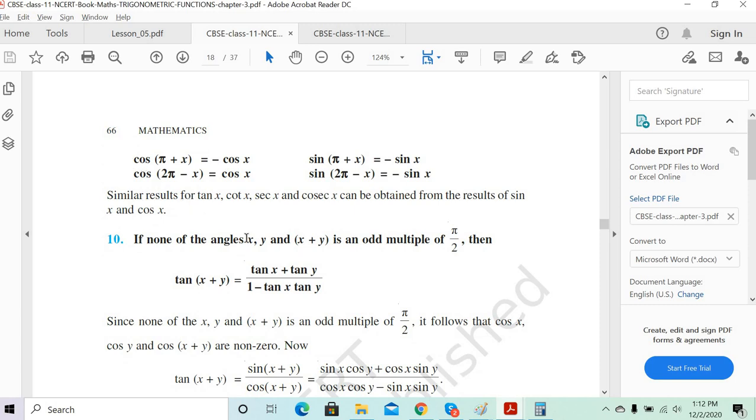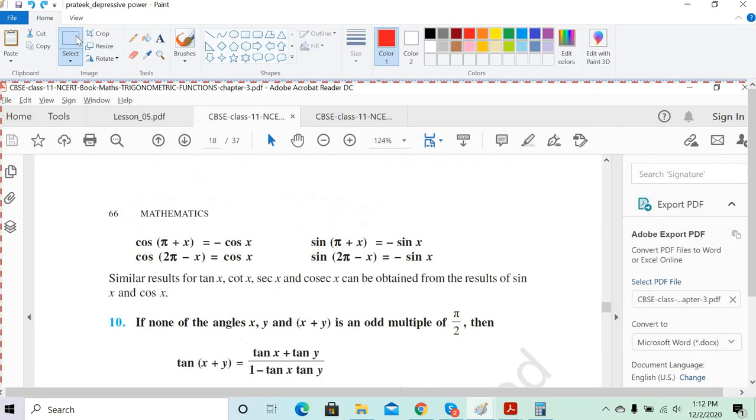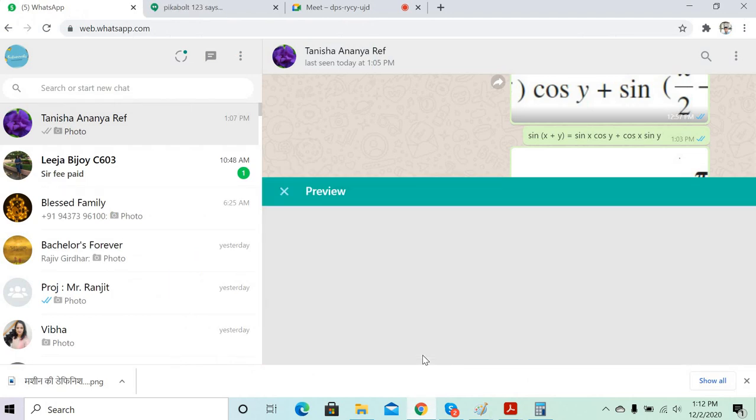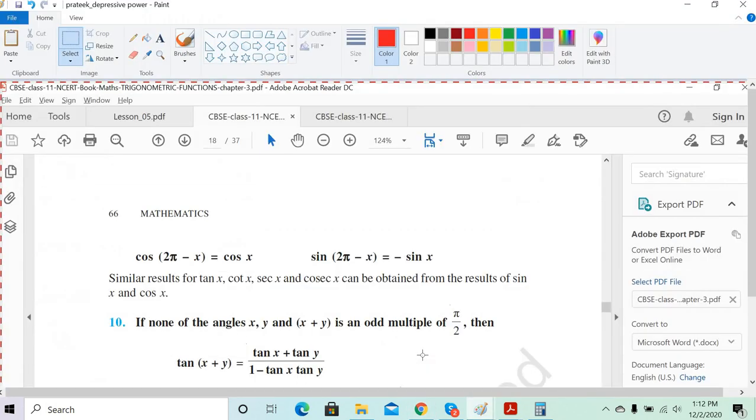Similarly, can you apply for cos pi plus x and sine pi plus x? Again, it comes in the third quadrant. Try applying the same method. When we do cos pi plus x, it comes in the third quadrant, so it will be negative cos x. Excellent. And when we do sine pi plus x, it also comes in the third quadrant, so it will be negative sin x. Got it. Now do 2 pi minus x.